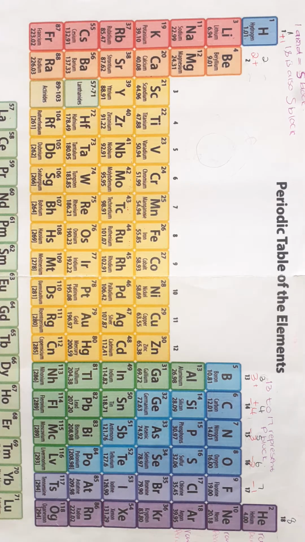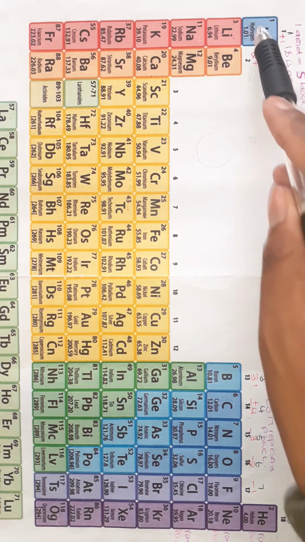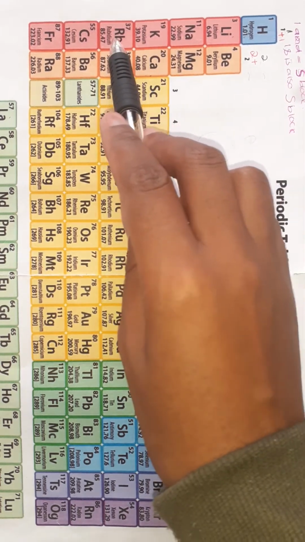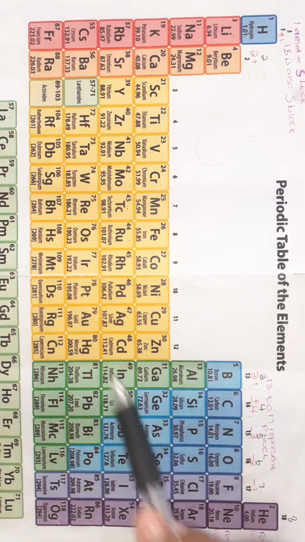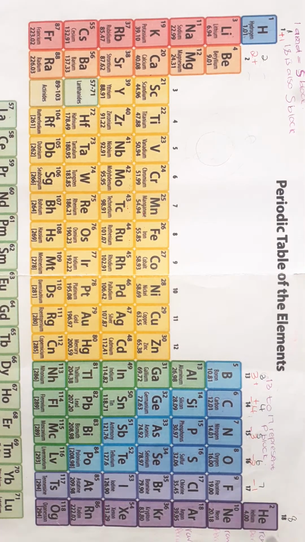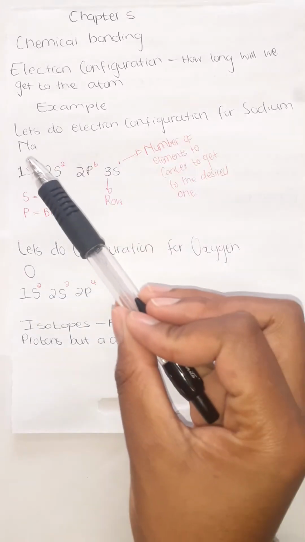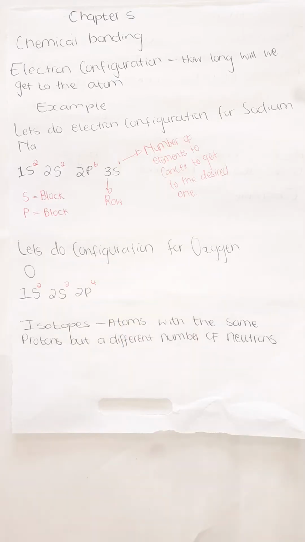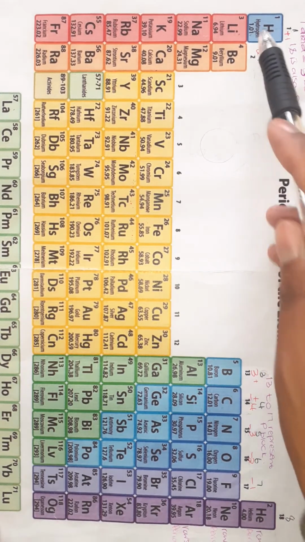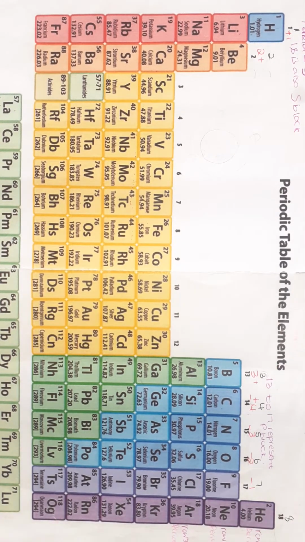In grade 10, you will only be tested on the S and the P blocks. So the first row, second row, third row, fourth row, fifth row, sixth row, and so on. So 1s represents the first S. We have 1s to the power of 2 on top. When we say 2 on top, it is the number of electrons we have filled. So we have filled 1s with 2 electrons for the S block, and that is the first row.